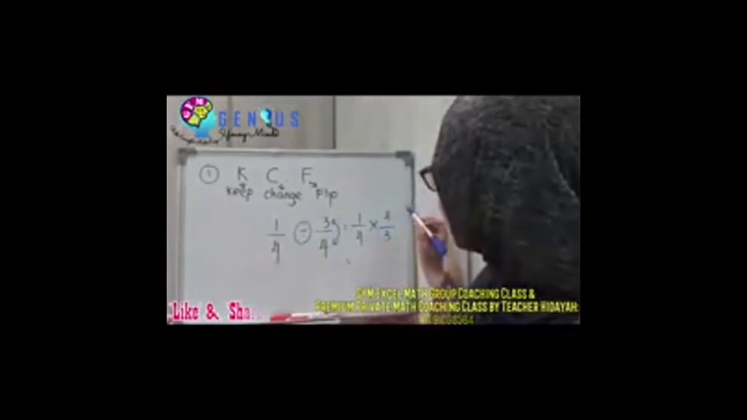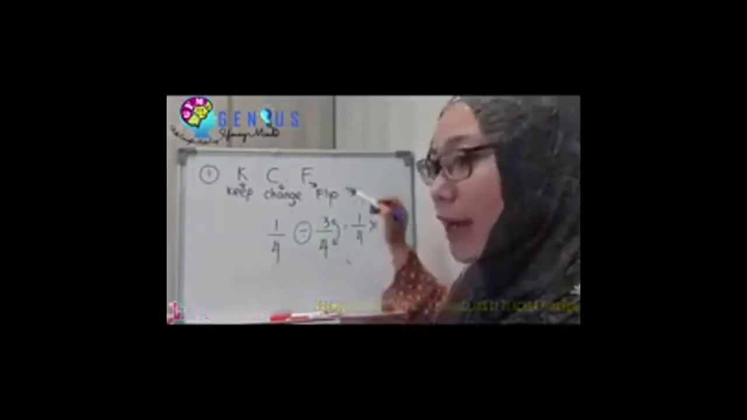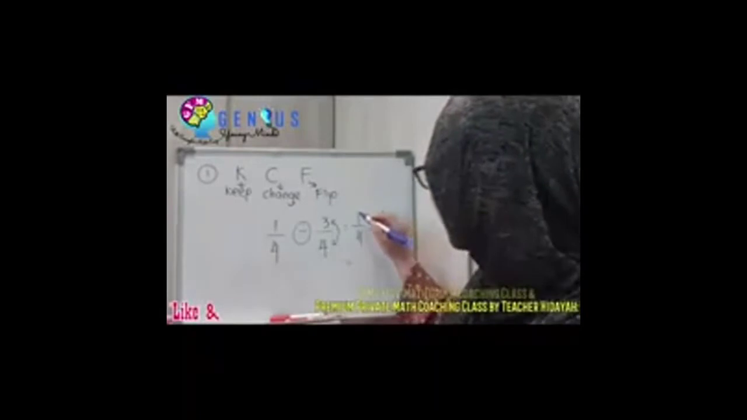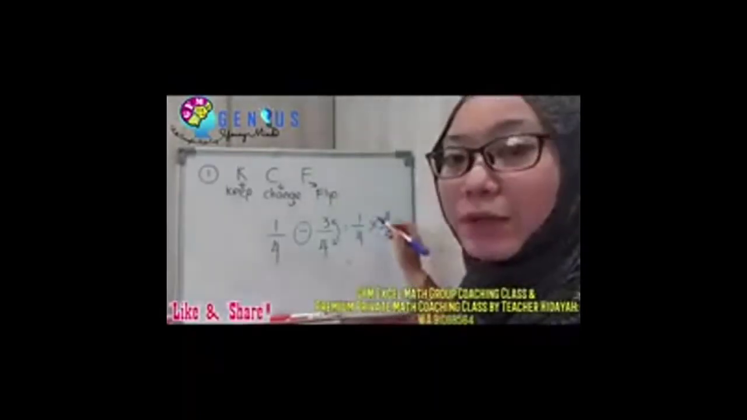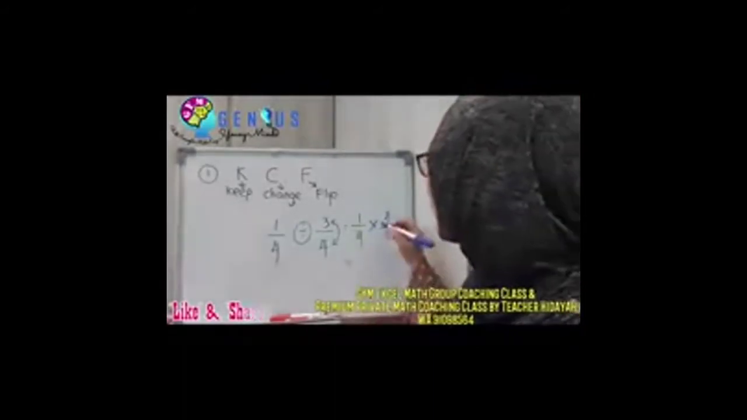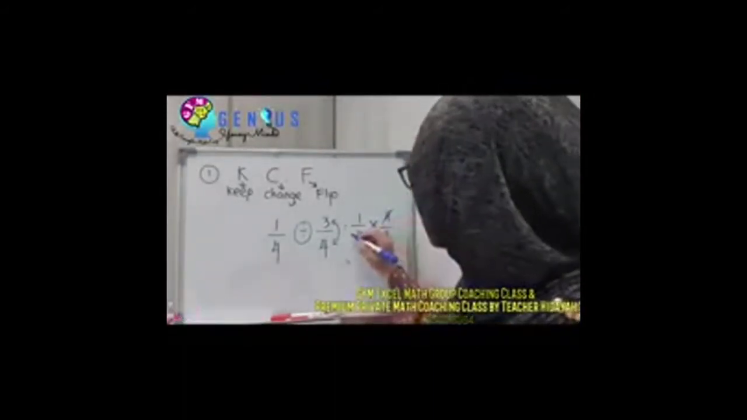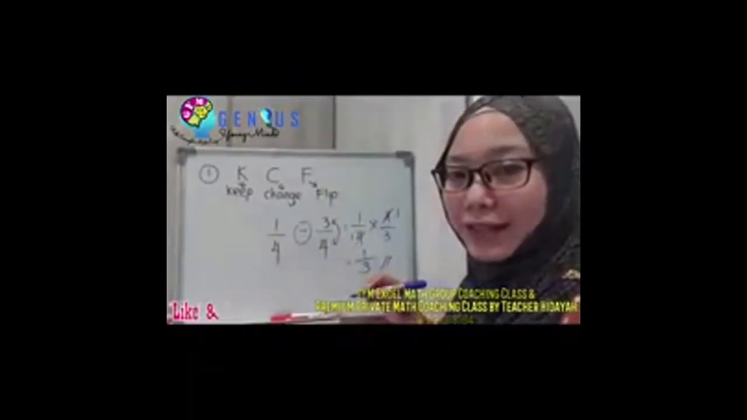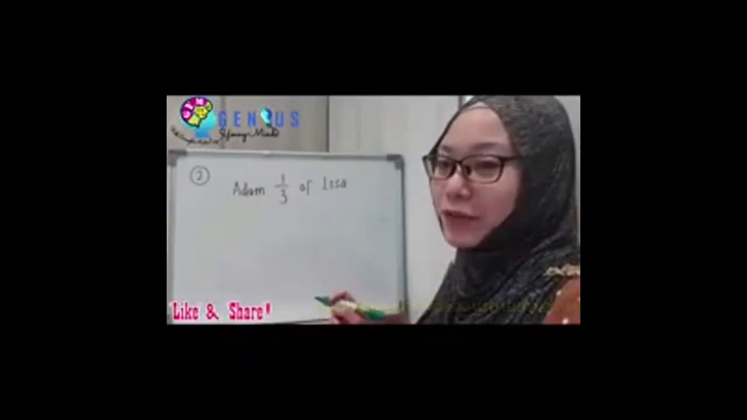I always tell my students to look crosswise. Crosswise means to look at 1 and 3, see whether they can be simplified, and then 4 and 4, whether they can be simplified. So 4 and 4 can be simplified, divided by 4 is 1, divided by 4 is 1. Then we look row-wise, top row and bottom row. So we have 1 times 1 is 1, and then 1 times 3 is 3. Answer is 1/3.